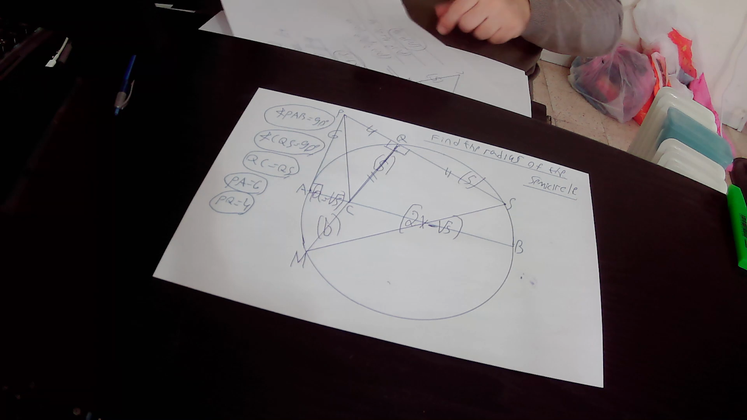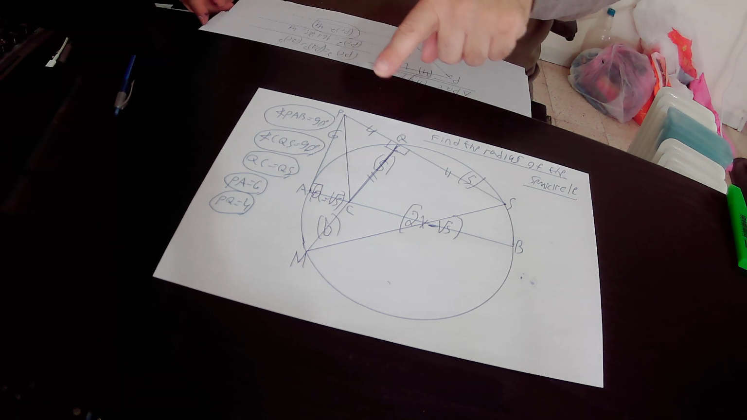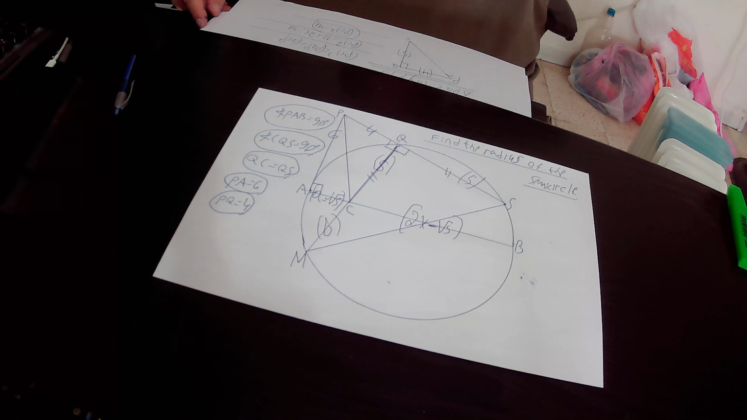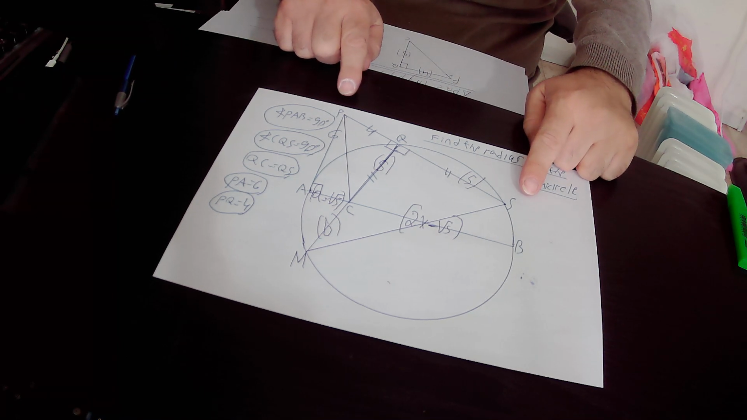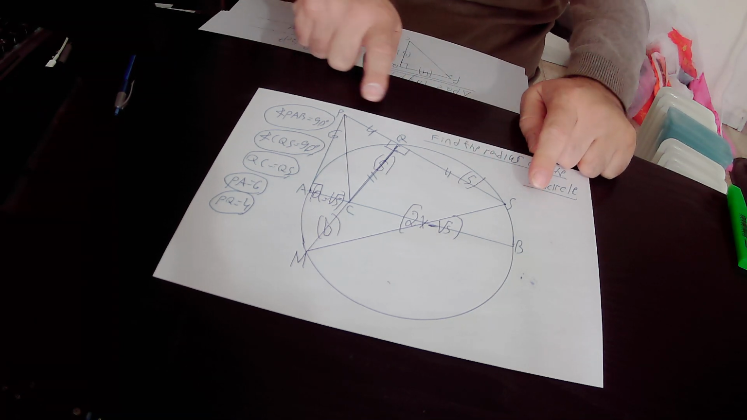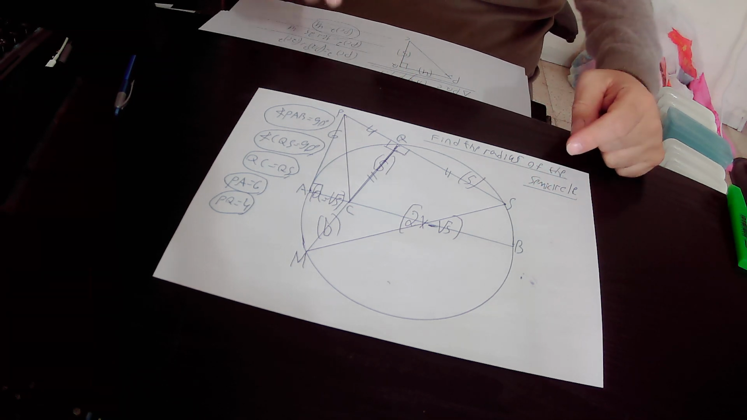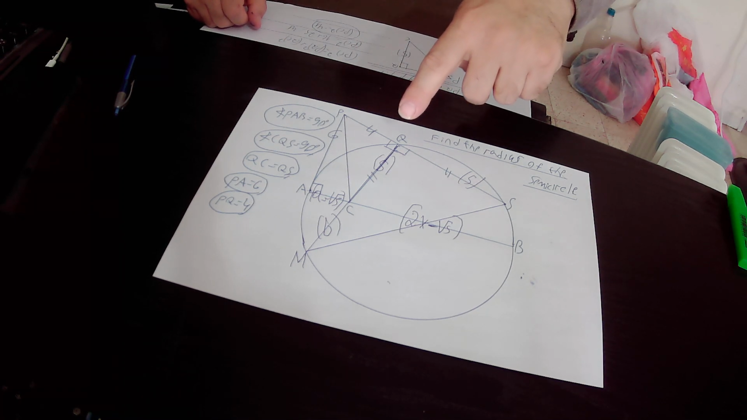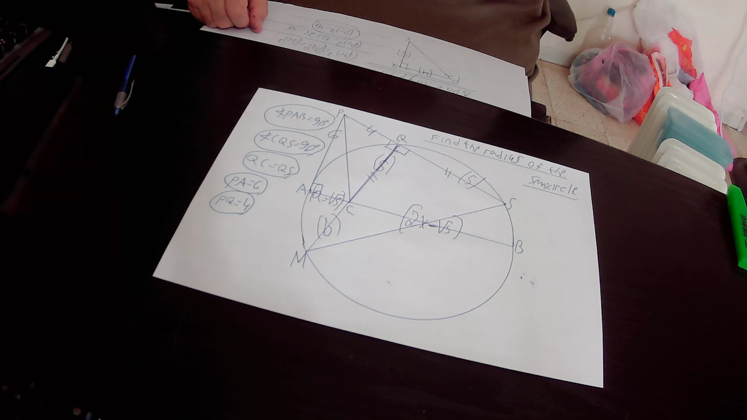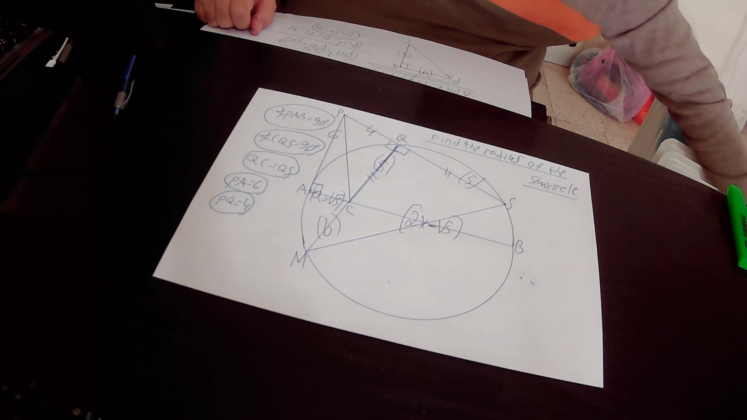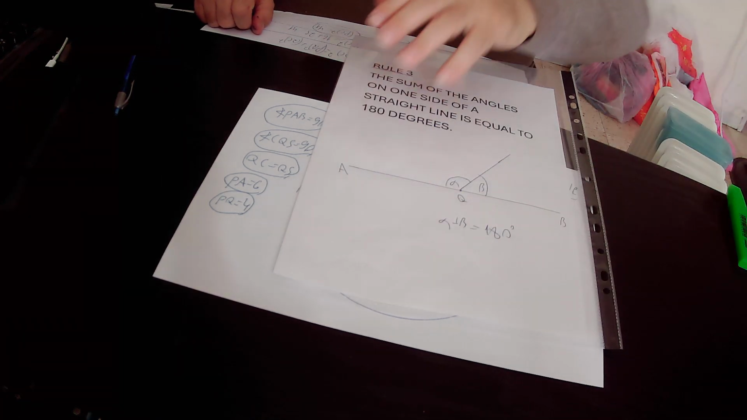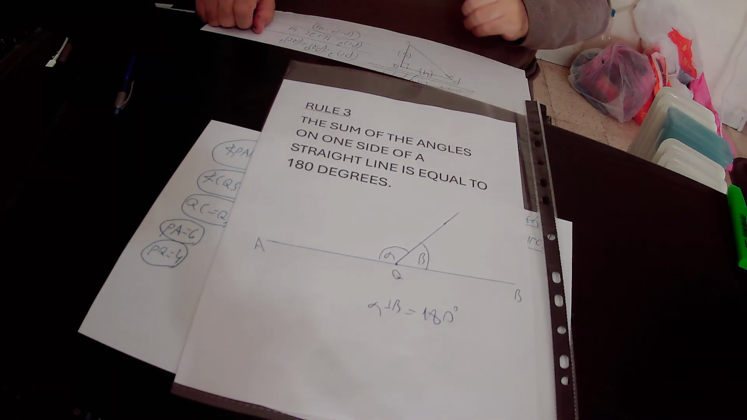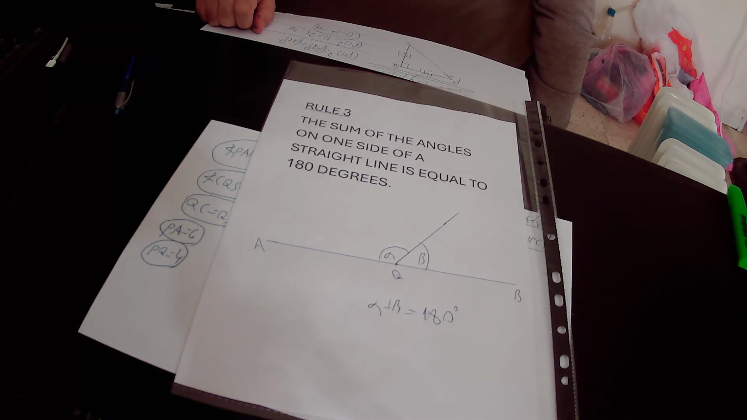Then we joined points P and C together by a straight line. And then we focused on the lower side of the straight line PS at point Q. At the lower side of PS at point Q, which angles do we have? Here we have this angle that is equal to 90 degrees, plus the missing angle. In total, they must be equal to 180 degrees according to rule number 3. According to rule number 3, the sum of the angles on one side of a straight line is equal to 180 degrees.